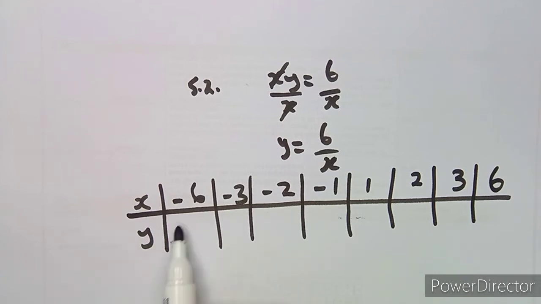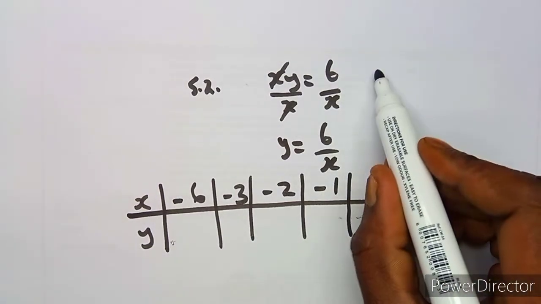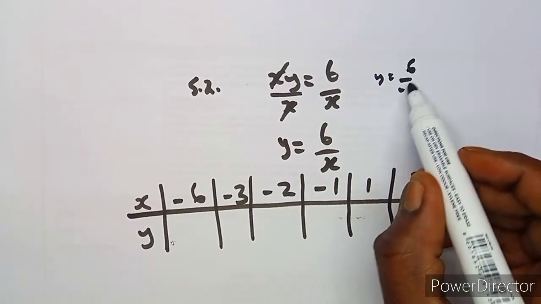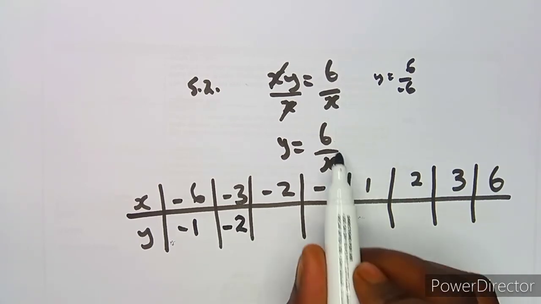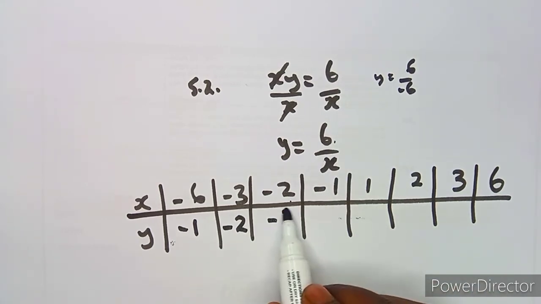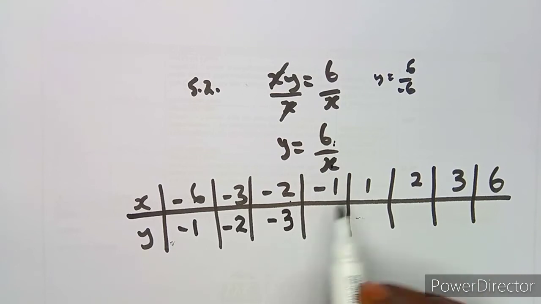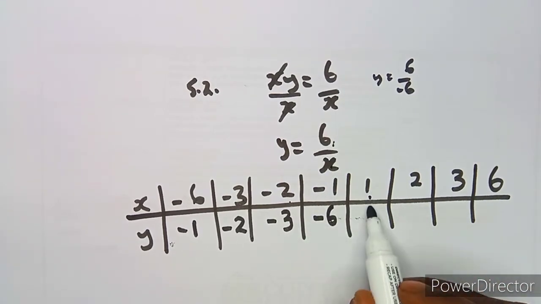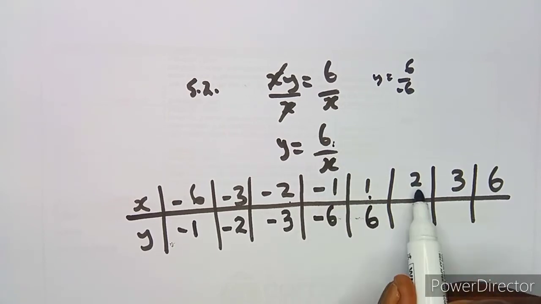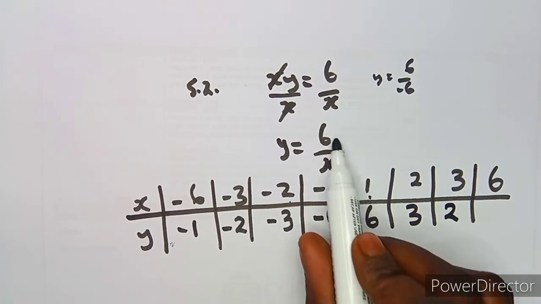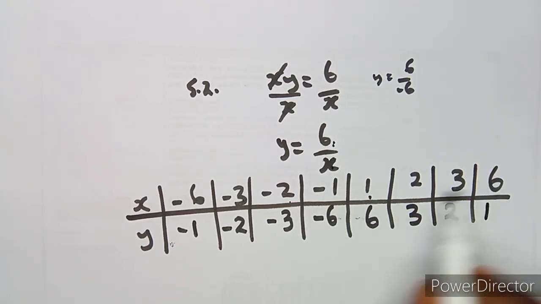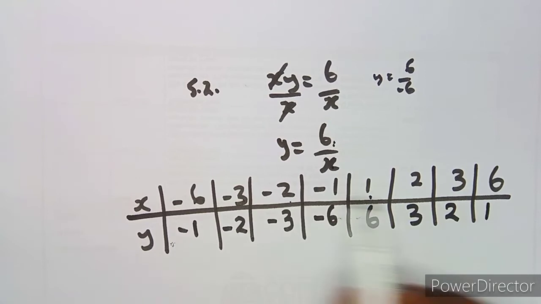So you now substitute when x is minus 6 here. So it's going to be y is equal to 6 over minus 6. You're going to obtain minus 1. You do the same. 6 over minus 3, which is minus 2. 6 over minus 2, which is minus 3. 6 over minus 1, which is minus 6. You move on to 1. 6 divided by 1, which is 6. 6 divided by 2, which is 3. 6 divided by 3, which is 2. 6 divided by 6, which is 1. So you are dividing. In place of x, you are substituting these values.